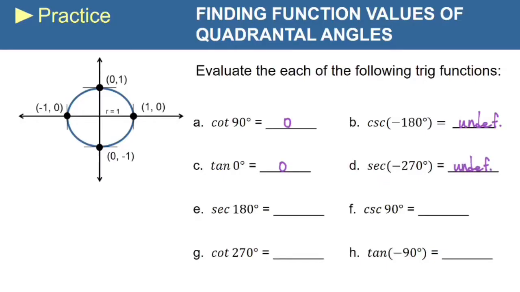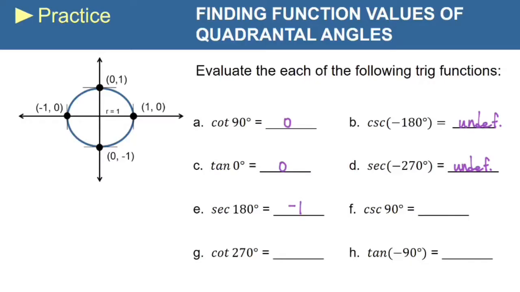For part E, secant of 180, so 180 will make us rotate 180 degrees counterclockwise, and so the terminal side goes out the left side of the circle. Secant is 1 over x, so in this case 1 over negative 1, so the secant of 180 is negative 1.